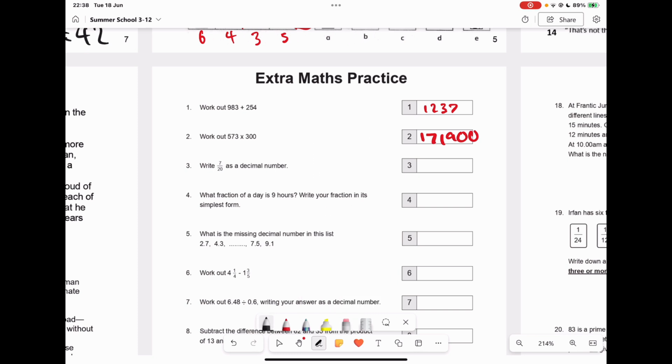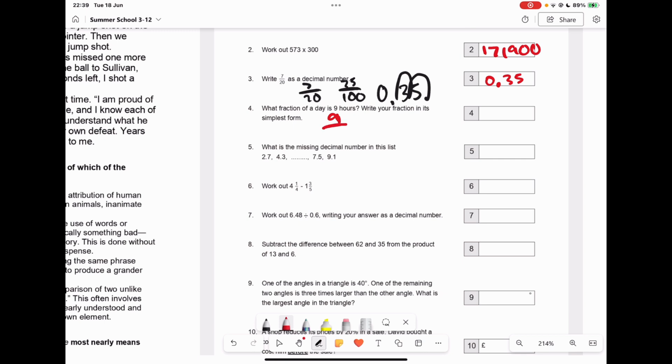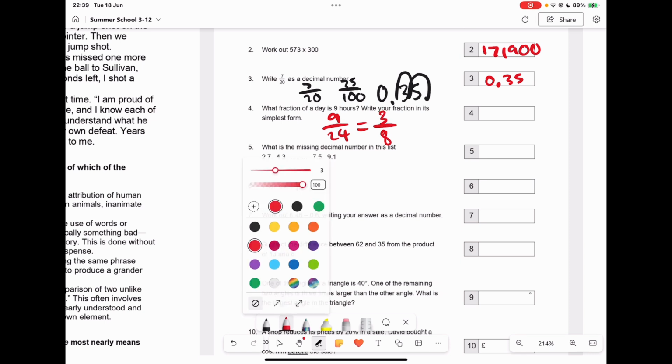Next is, right, 7 over 20 as a decimal, so 7 over 20, we're going to put it over 100, and we're multiplying by 5. So it'll be 35 over 100, so we move the decimal places back twice, and it'll be 0.35. Okay, what fraction of the day is 9 hours? And write it in the simplest form. So that'll be 9 over the total, which is 24 hours, and then we simplify. So we can divide both by 3. So you get 3 over 8. And that'll be the answer, 3 over 8.